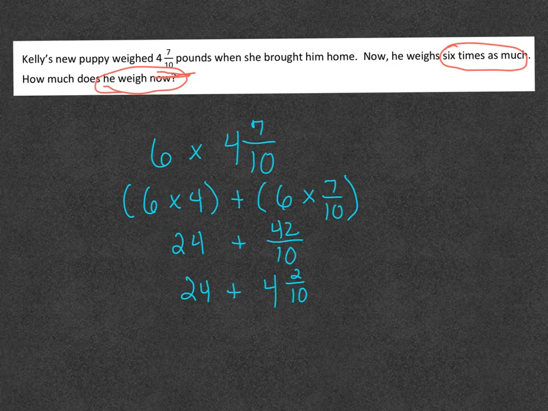And let's continue. 24 plus 4 is 28. So we have 28 and 2/10. But I am not going to leave 2/10 there because 2/10 can be simplified. The factor they share is 2, dividing the top and bottom by 2. So we get 28 and 1/5.